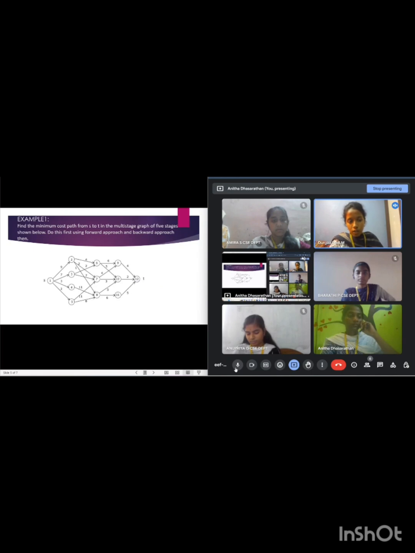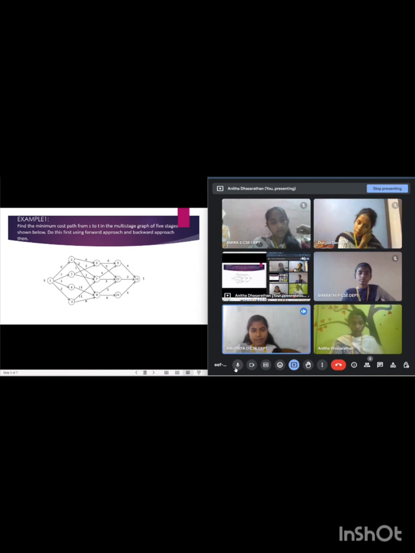In stage 2, there are 4 nodes: 2, 3, 4, and 5. When taking node 2, there is only one edge coming from node 1. The cost of node 1 is 0, and the edge length is 9. So 0 plus 9 is the cost of node 2, and the previous node is 1, because there is no other edge coming to 2. Similarly for 3, the cost is 7 and the previous node is 1. For 4, the cost is 3 and the previous node is 1. For 5, it is 2 and the previous node is 1. Stage 3, Anu will explain.